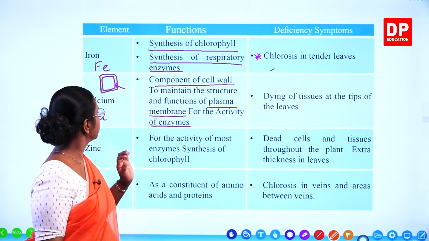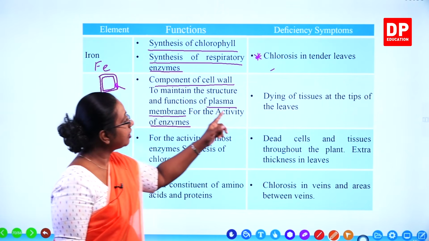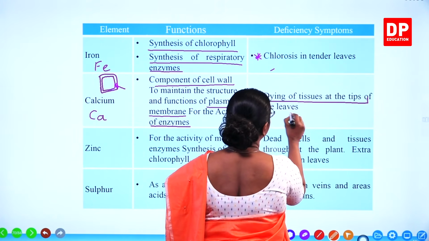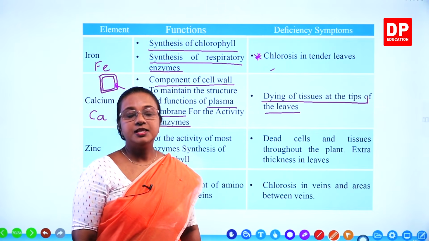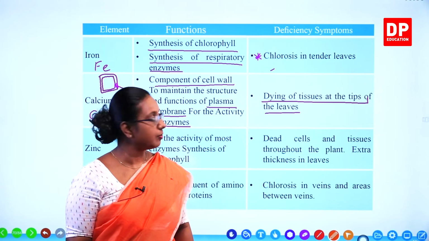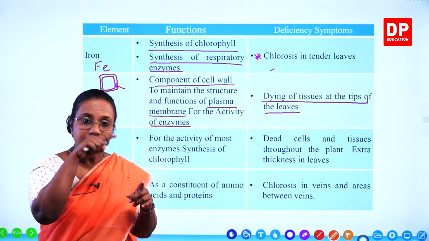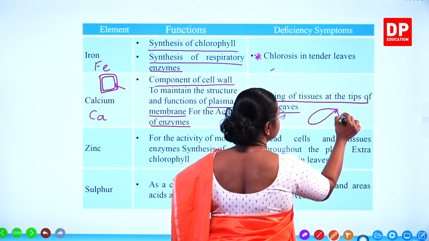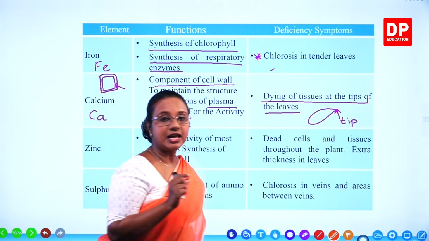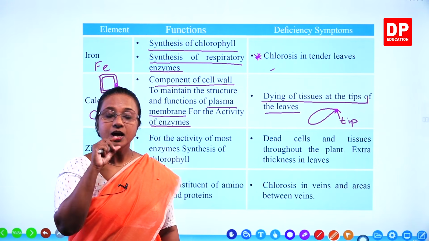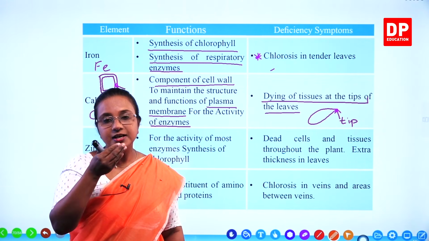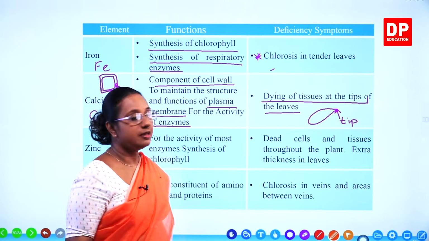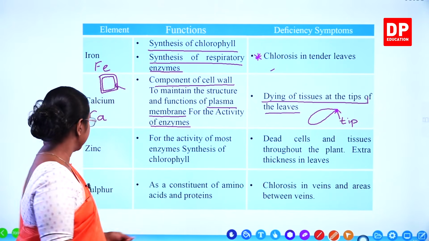So if calcium is not enough in a plant body, the following deficiency symptom, that is the dying of tissues at the tips of the leaves, will be observed in a plant body. If you look at the leaf, when you have the certain shape of a leaf like this, this part is the tip of the leaf, that will die. So you can see it as a brown colored tip which is curled and not very fresh. So that is the dying of tissues at the tips of the leaf. The next element, zinc.